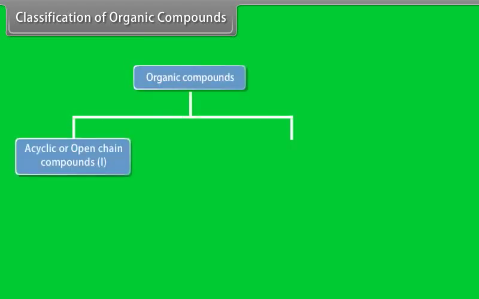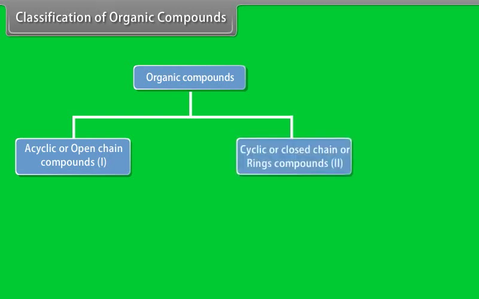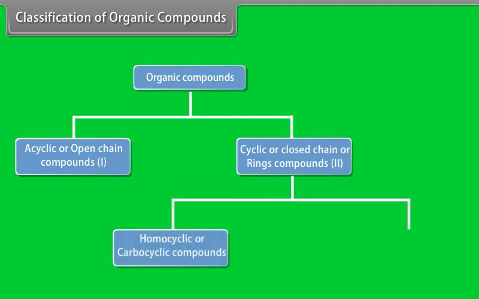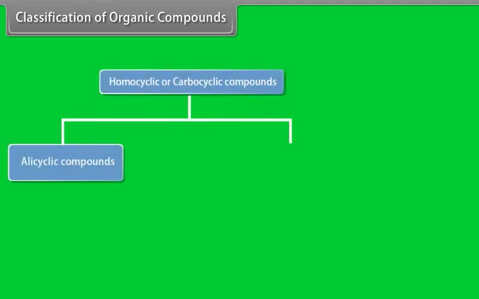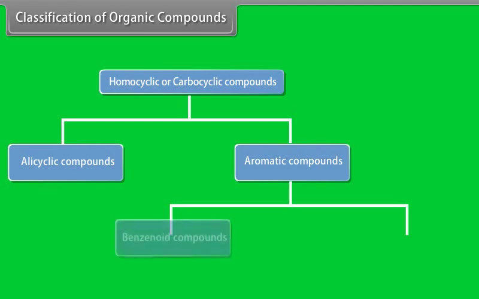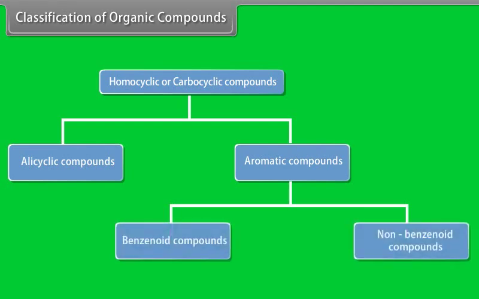Classification of organic compounds. Organic compounds can be grouped into acyclic or open-chain compounds and cyclic or closed-chain or ring compounds. Cyclic compounds can be further divided into homocyclic or carbocyclic compounds and heterocyclic compounds. Homocyclic can be further divided into alicyclic and aromatic compounds. Aromatic compounds can be further divided into benzenoid and non-benzenoid compounds.